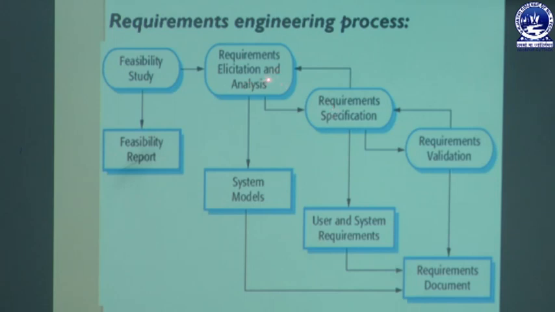After the requirement elicitation and analysis, we will go for the requirement specification. Here, from the requirement specification, we will finalize what the user and system requirements are. So, what do user and system requirements actually mean? The user requirement means what my customer expects from the software. What are the functions? What are the services that we need to implement in our software? That is the user requirement.